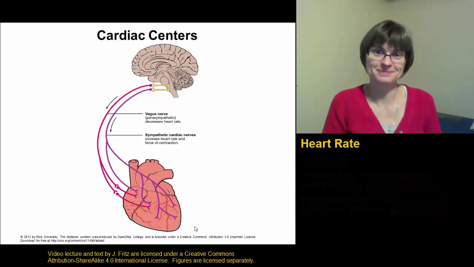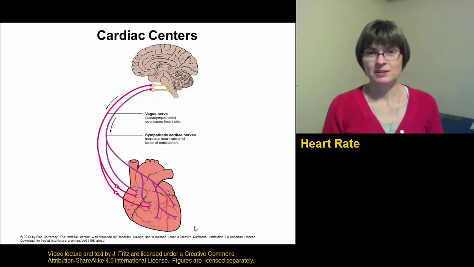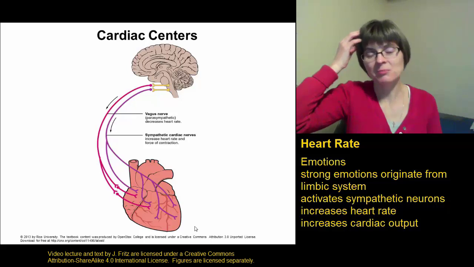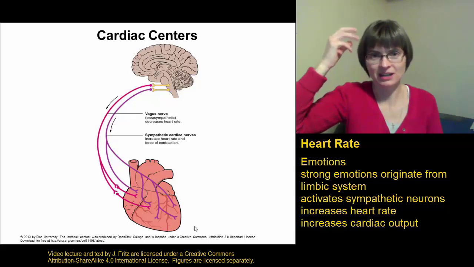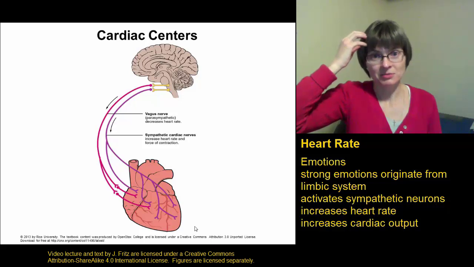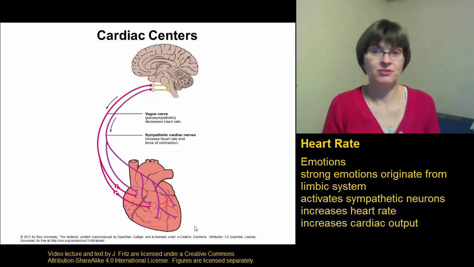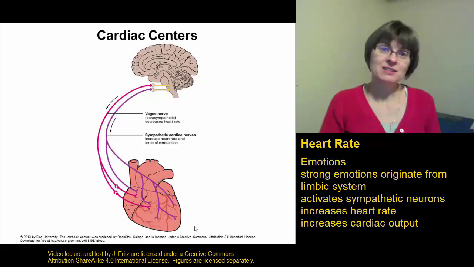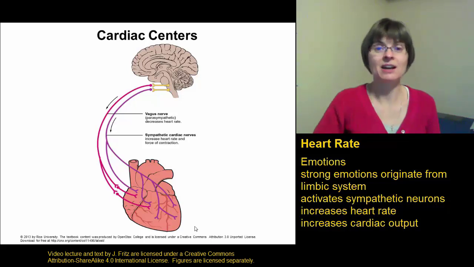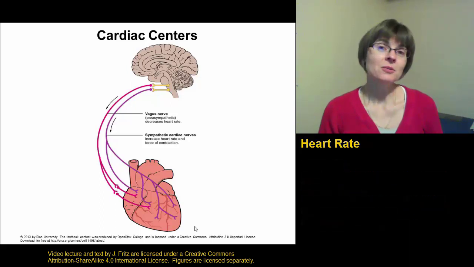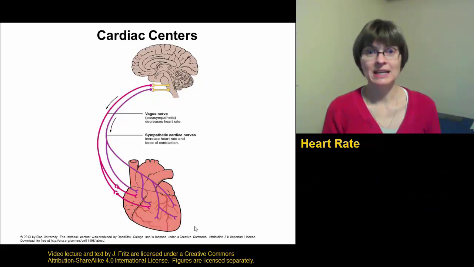You've probably noticed that emotions, especially strong emotions like anger or excitement or arousal, have an effect on your heart rate. These emotions are all sort of seated or detected in the limbic system of the brain. That's where we detect or feel emotion. The limbic system sends signals to the cardiac centers, and when you're experiencing these strong emotions like anger or fear or arousal or excitement, it activates sympathetic neurons in the cardiac centers that then are going to increase your heart rate and contraction strength.